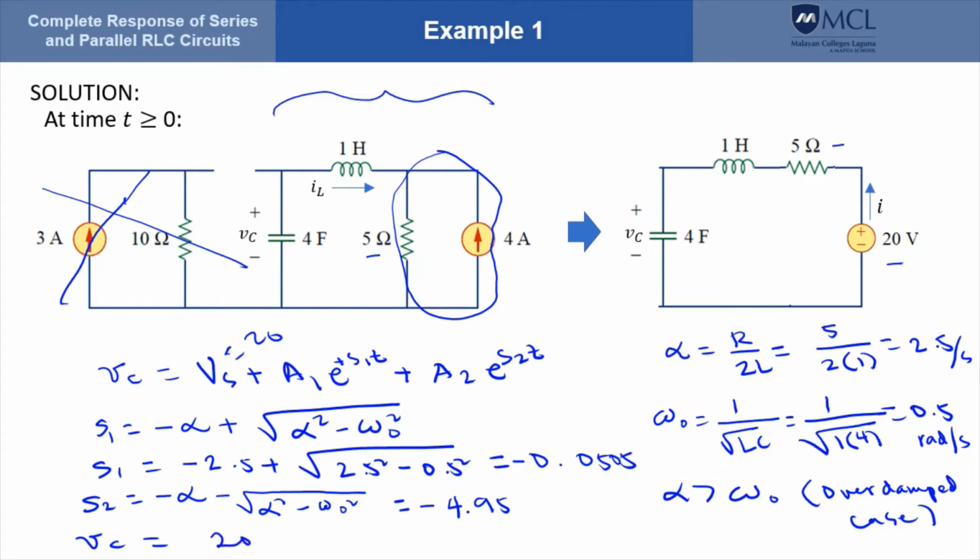Okay, and therefore the complete solution will be, V sub S here is equal to 20, so that would be 20 plus A1 e to the minus 0.0505 plus A2 e to the minus 4.95, where this is t here. Okay, so that is the complete solution. And now we need to find the constants A1 and A sub 2. We can find these constants using the initial conditions of the circuit.